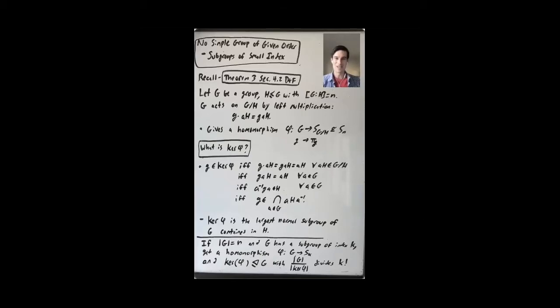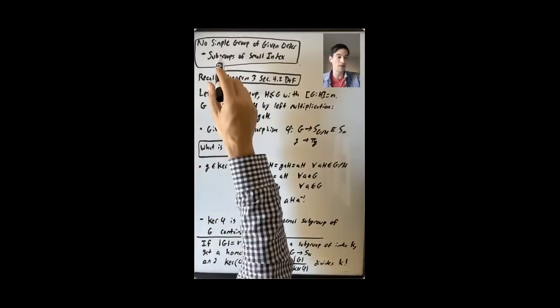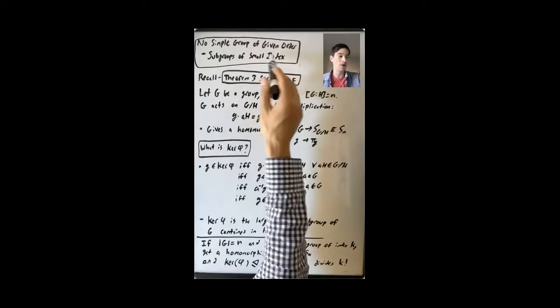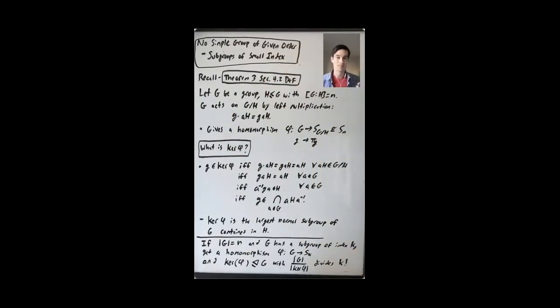In the last video of this lecture, we're going to talk about the next big technique to show that there's no simple group of given order. And that is, we're going to work with subgroups of our group of small index. So I'm going to start with some review.